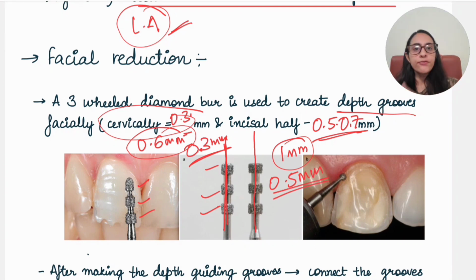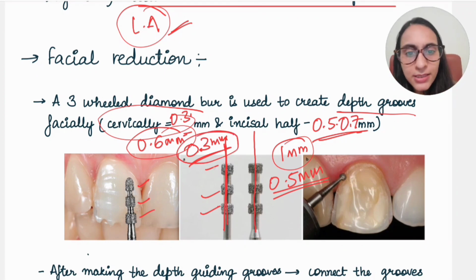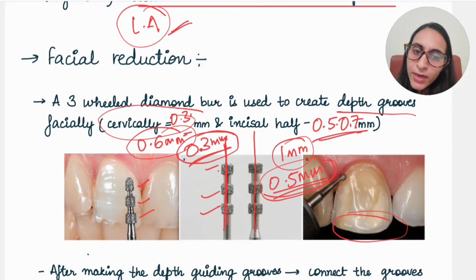So this is how we have a different wheel diamond burr for the incisal area and a different wheel diamond burr for the cervical area. The diameter of these burrs is different. The diameter for the cervical area is 0.6 millimeter. We go to half of the burr and we make a depth orientation groove of 0.3 millimeter. For the 1 millimeter burr used for the incisal area, it creates a depth orientation groove of 0.5 millimeter, because we are going only till the half of the burr.